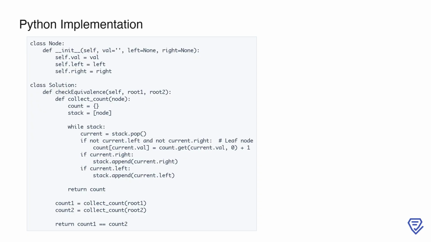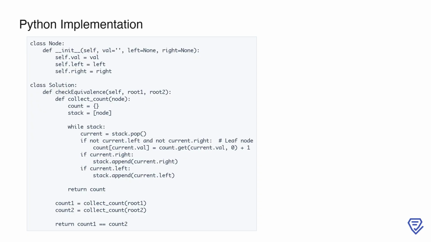The helper function collect_count traverses a tree and collects the variable counts into a dictionary. It uses a stack for iterative traversal to avoid recursion depth issues. For each node, if it's a leaf, both children are none, the count for its value is incremented in the dictionary. If the node has children, they are added to the stack for further processing.